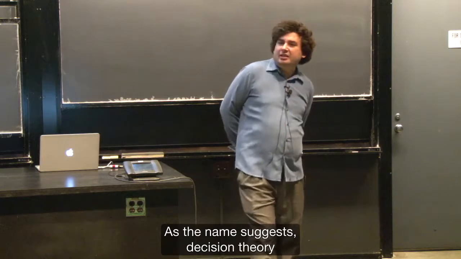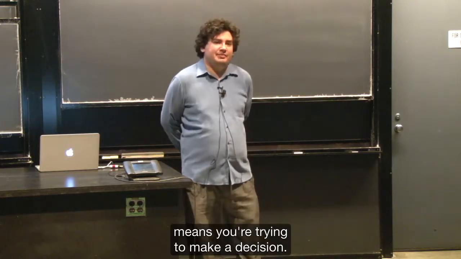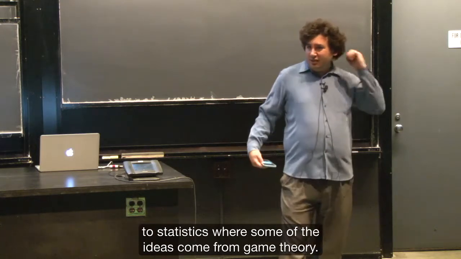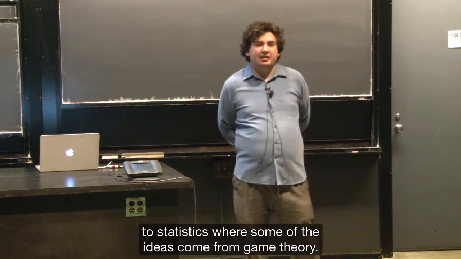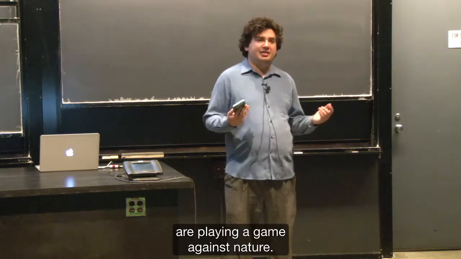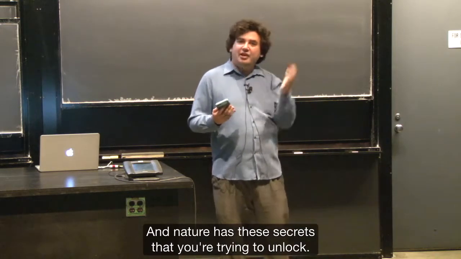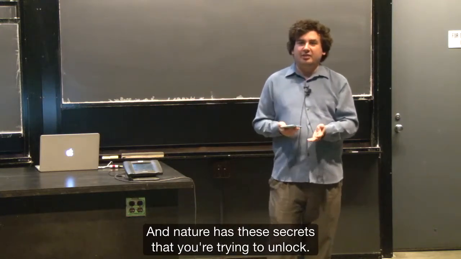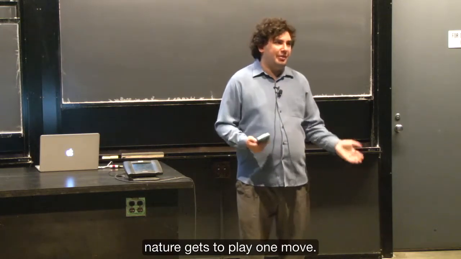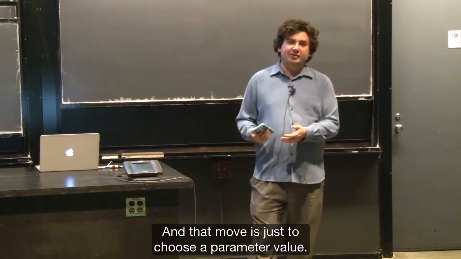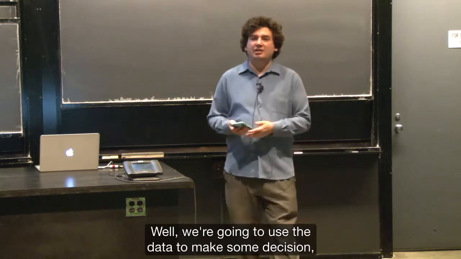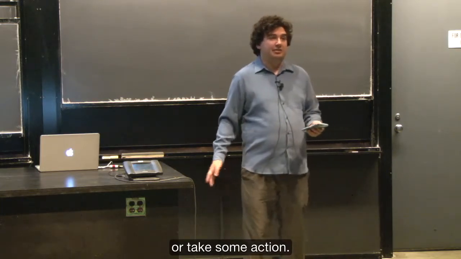As the name suggests, decision theory means you're trying to make a decision, okay? And so this is one foundational approach to statistics where some of the ideas come from game theory. Now, you think of it as you, the data scientist or statistician, are playing a game against nature, right? And nature has these secrets that you're trying to unlock, okay? So in this game theory setup, you imagine nature gets to play one move, and that move is just to choose a parameter value. And nature is nice enough to give you some data, right? And then what do you do with the data? Well, we're going to use the data to make some decision or take some action, okay?